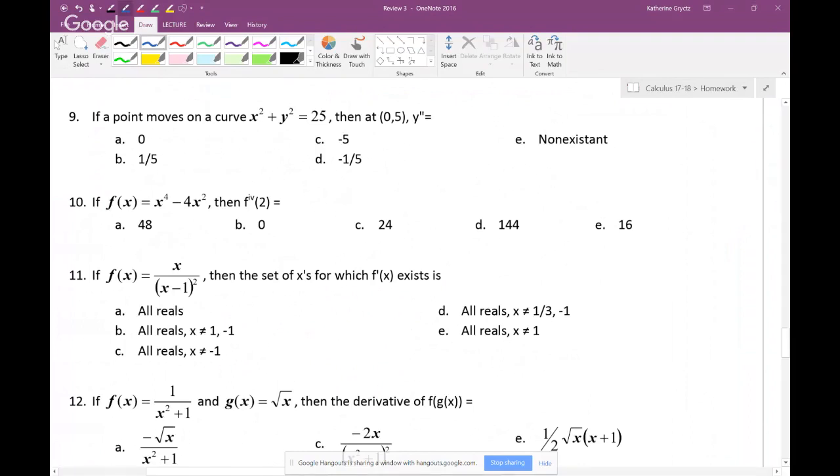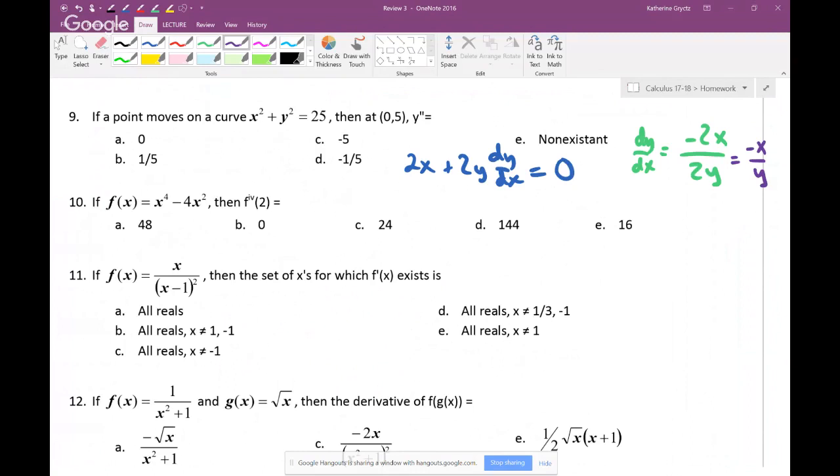Okay, so what would your derivative be? 2x plus 2y dy over dx equals 0. So you probably want to solve that for dy over dx. That's what I did, yeah. I have to take out dy over dx first. dy over dx equals negative 2x over 2y. Yep, and I'd get rid of the 2's. Negative x over y. All right.